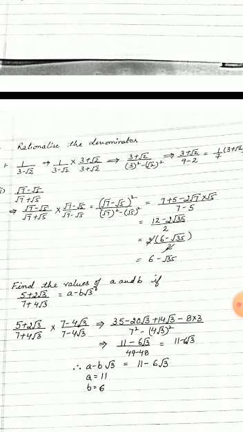For this, let's take up an example. We have 1 upon 3 minus root 2. To rationalize the denominator, we multiply the numerator and the denominator by the conjugate of the given denominator. We had 3 minus root 2, so what would be the conjugate of 3 minus root 2? That is 3 plus root 2. So we multiply by 3 plus root 2 in the numerator and the denominator.